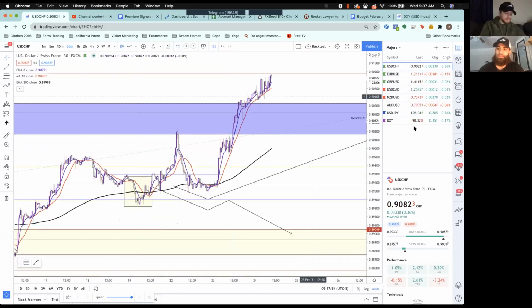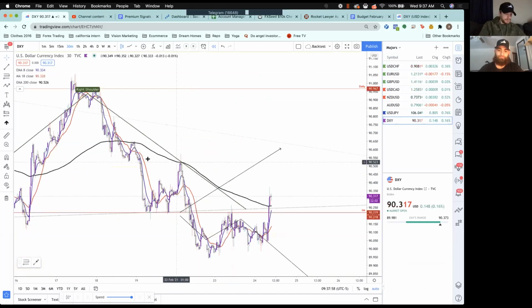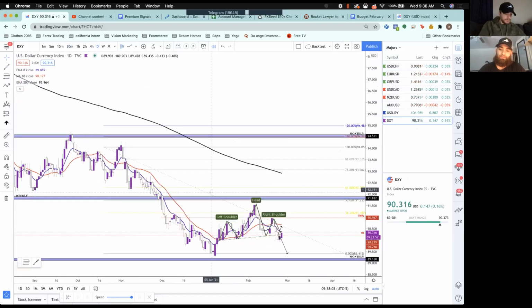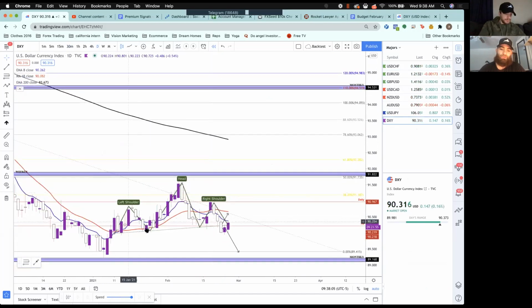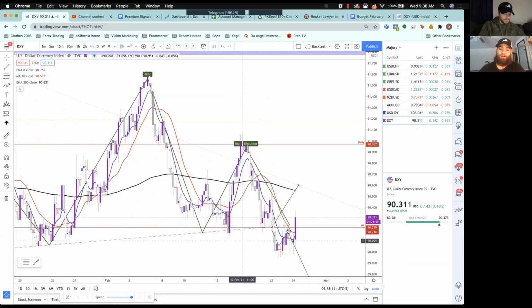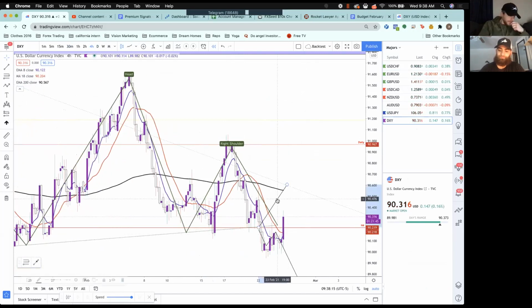I'm going to start with DXY. We'll just cover this again really quickly. I'm going to bump up to the daily time frame. So we had marked this head and shoulders pattern here, anticipating that it was going to come back up like it is now, have some sort of retest before falling off again.